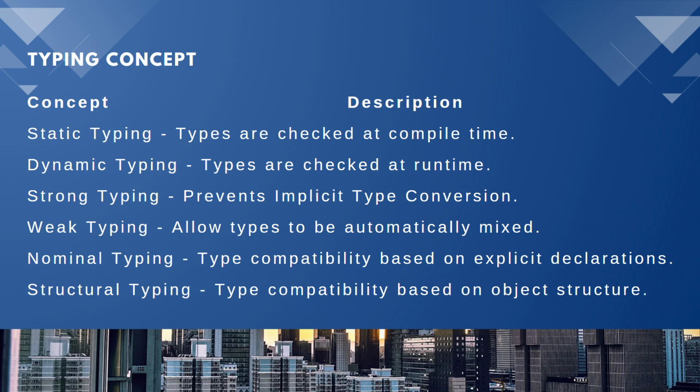For the concepts, we have static typing. Static typing checks at compile time, while dynamic typing checks at runtime. Strong typing means that it prevents implicit type conversion. Weak typing allows types to be automatically mixed, while nominal typing means that type compatibility is based on explicit declaration. Structural typing is compatibility based on the structure.